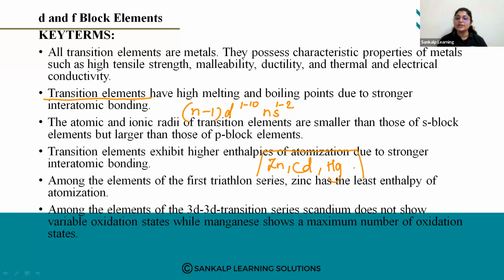So these are called as what? These are called pseudo transition elements. Okay, the electrons are filled, the d orbitals are filled, but they are not included in the 3d series. That is, they are not included in the d series. So these are some of the key features you can say about d block elements.